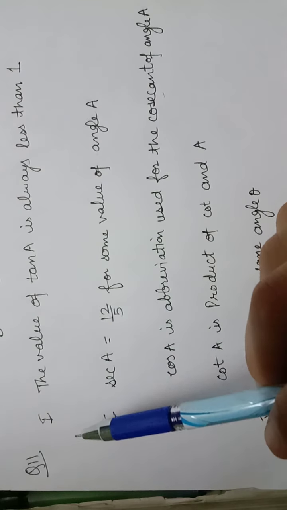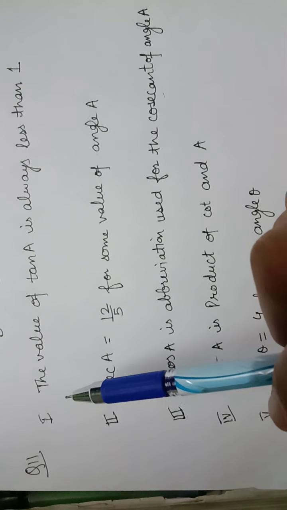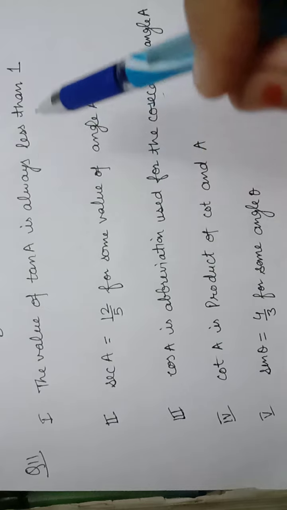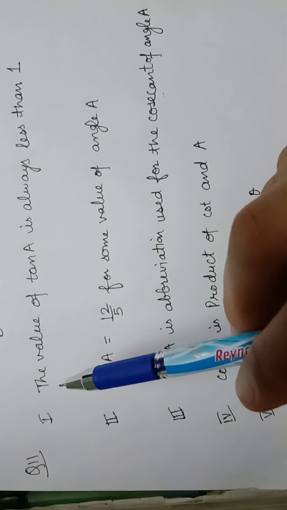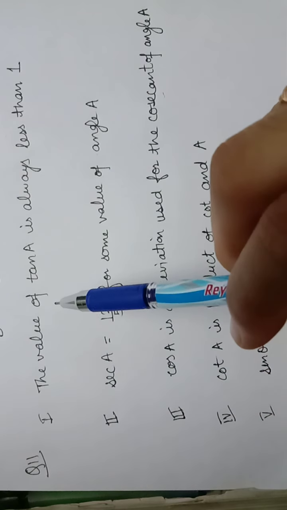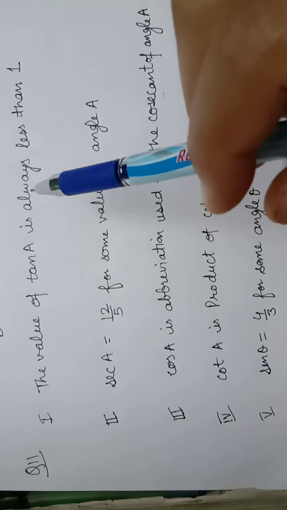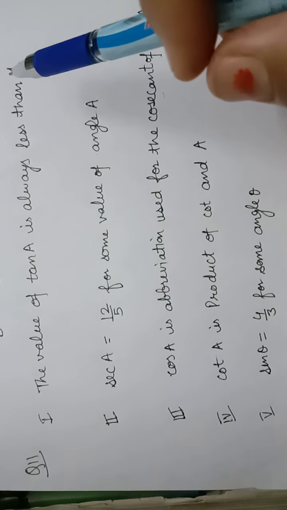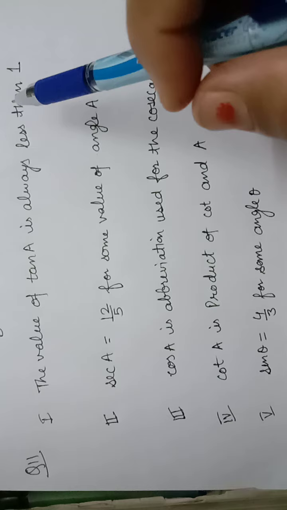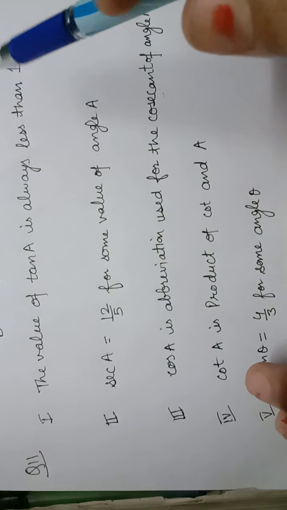Let us do question 11 of exercise 8.1, in which we have to tell whether true or false and the reason about this. First part is the value of tan A is always less than 1. Value of tan of angle A, whether it is always less than 1 or not.